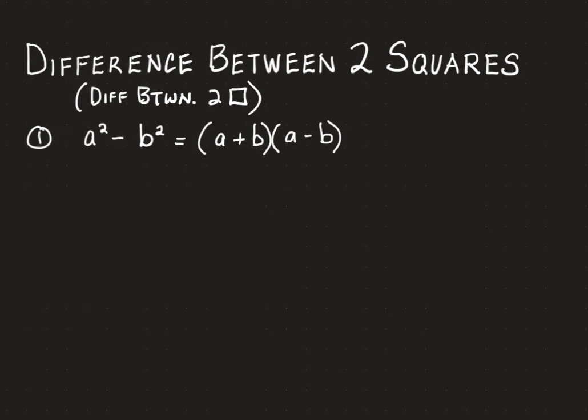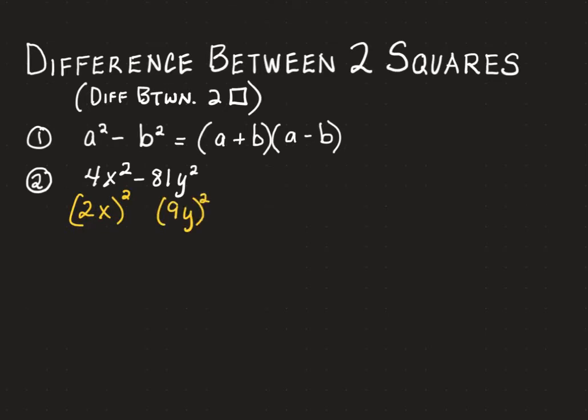Let's do an example with some numbers in it. Now, before I give you the answer, I'm going to point out that the square root of 4x squared is 2x, and the square root of 81y squared is 9y. So this binomial will factor into the square root of the first term plus the square root of the second term times the square root of the first term minus the square root of the second term. Let's check our work just to be sure. We factored to get the answer we want.